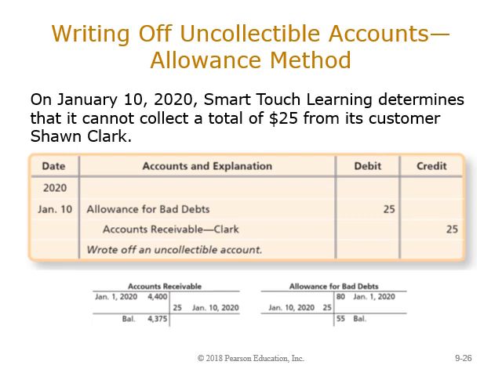So in this case, we are going to write off this account. On January 10th of 2020, Smart Touch Learning determined that it cannot collect a total of $25 from its customer, Sean Clark. So we're going to write this off. It's going to be a debit to the allowance for bad debts and a credit to accounts receivable for Clark. It reduces the account receivable for Clark, and in essence it also reduces the allowance for bad debt, but we'll see in a second that it ends up having a net zero effect.